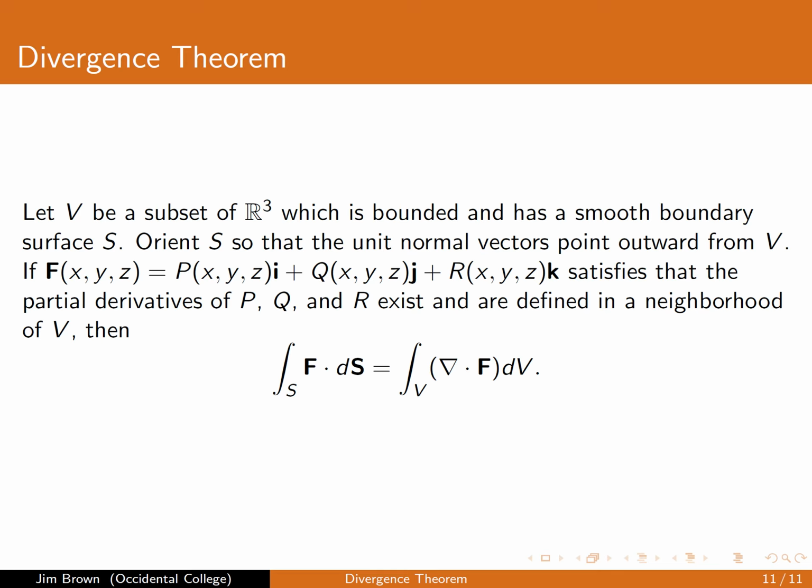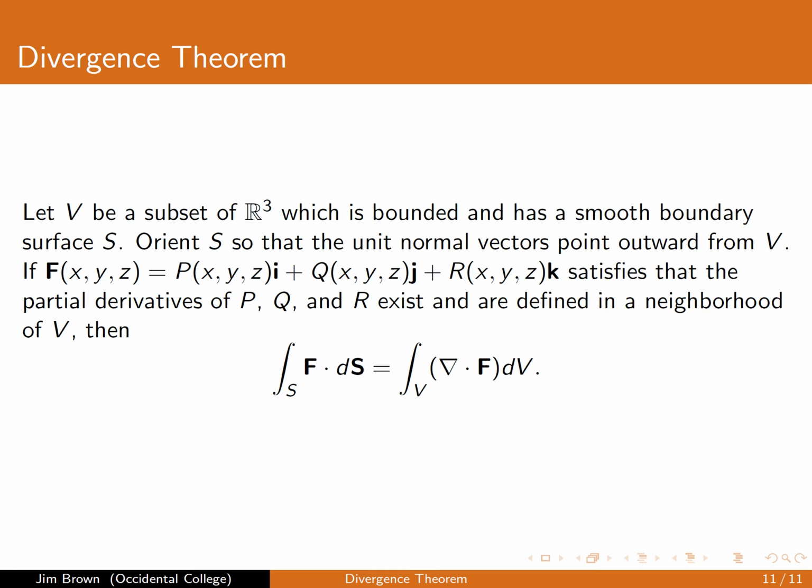And so if we have a vector field where all the partial derivatives of P, Q, and R exist and are defined in a neighborhood of V, then if we integrate the divergence over our entire 3-dimensional region V, that's a three-dimensional integral, so a triple integral there, all that matters is what's happening on the boundary S, and we just get a flux integral back. So same type of setup as we had before.